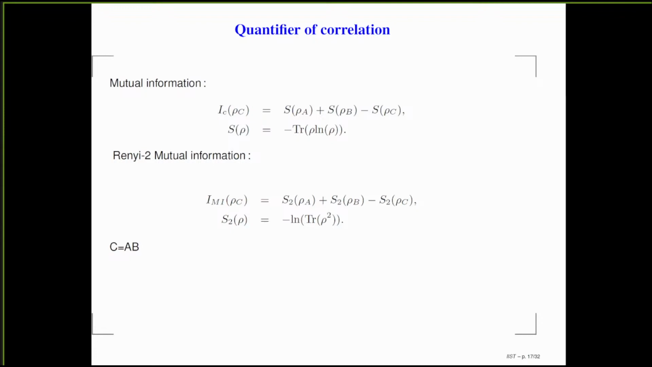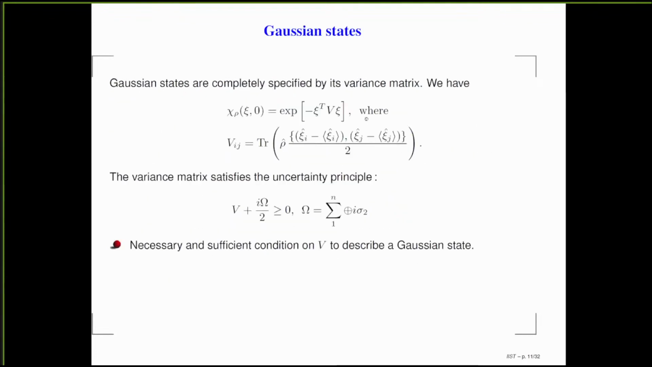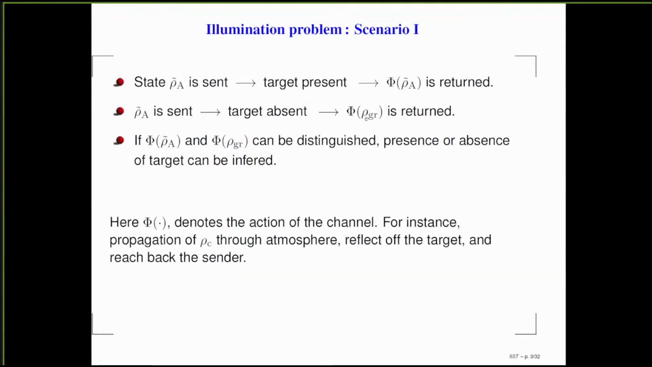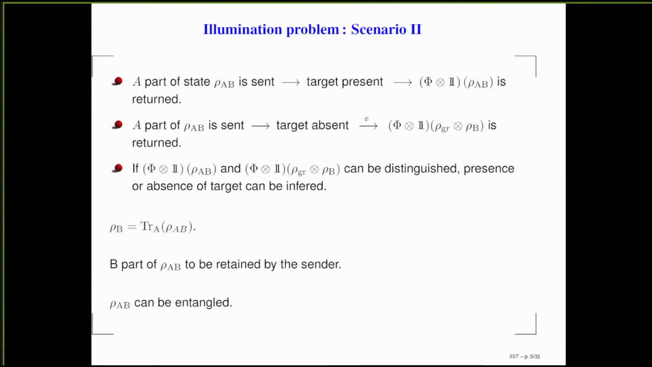No, not joint detection. So let me go to the first slide. See, the idea is very simple. In scenario 2, you are sending a two-mode state. So basically there's a two-mode state, and you are sending one part, the A part, of the two-mode state.